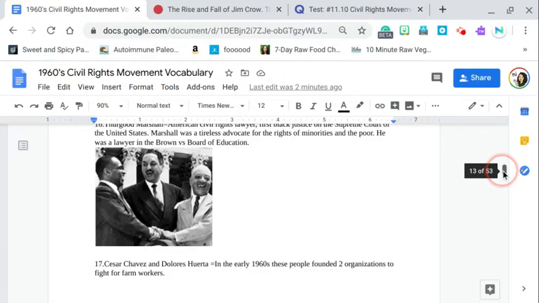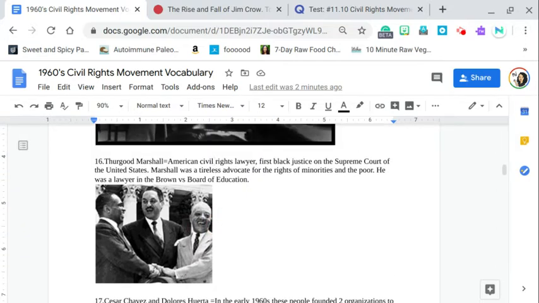Okay, another great leader was Thurgood Marshall. This is him right here. And he was the lawyer for the Brown versus Board of Ed. And he was the first Black Supreme Court justice, which is, as you know, a very powerful position.